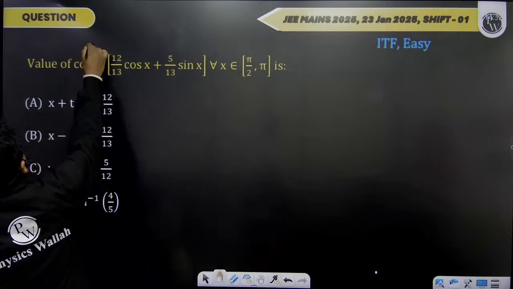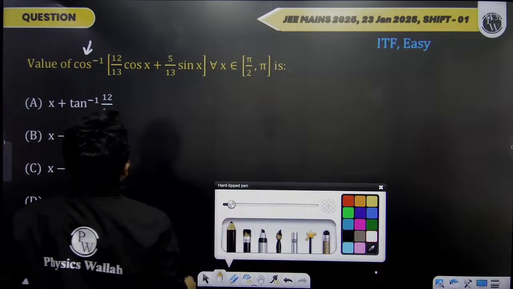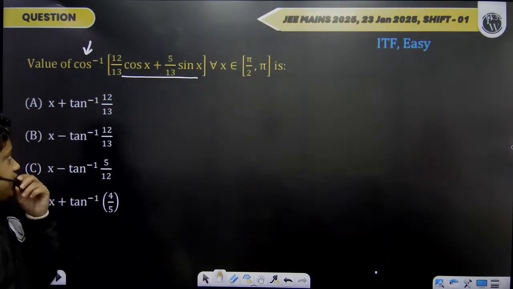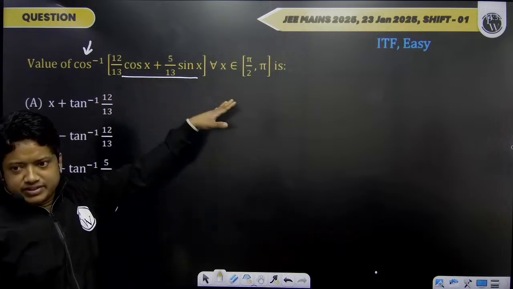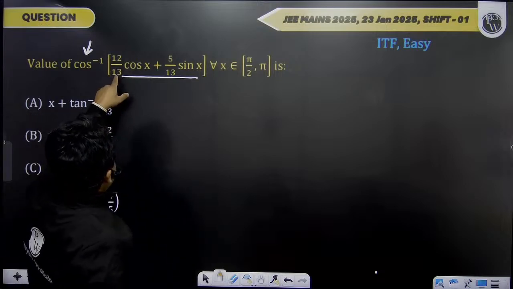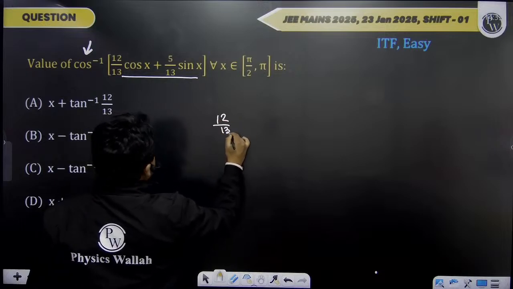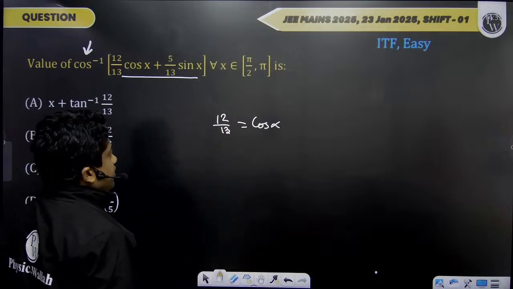So in this question, obviously the outside function is here cos inverse. So since it is cos inverse, we'll try to make the inner box also a cos function, right? So for cos function, the formula is cos alpha cos beta plus sin alpha sin beta. So here we see that 12 by 13 is there. So obviously 12 by 13 will take it as cos alpha. So I have taken cos alpha as 12 by 13.